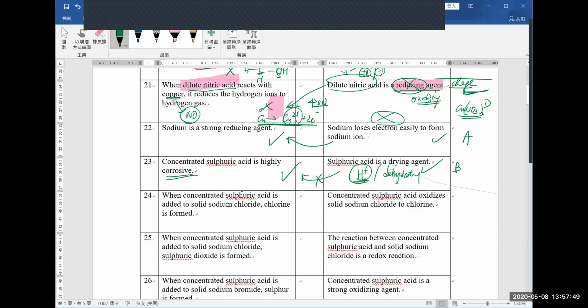How about the next question, 24? Chen Gao Wen, 24. I invite Dima. When concentrated acid is added to solid sodium chloride, chlorine is formed. The acid oxidized solid sodium chloride to form chlorine. Cross and tick, correct?